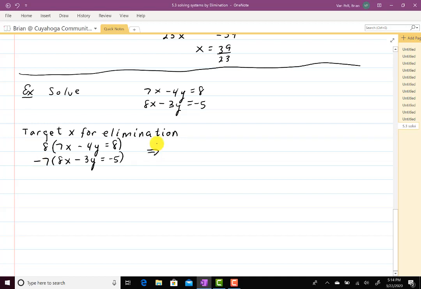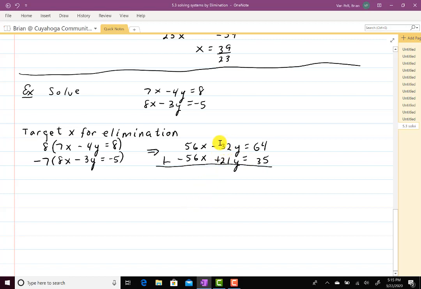What do my equations become? I get 56x minus 32y equals 64. Then I get negative 56x plus 21y equals negative 35. So when I add these together, careful. Negative 7 times negative 5, that's positive 35. So I'll take that out of there.